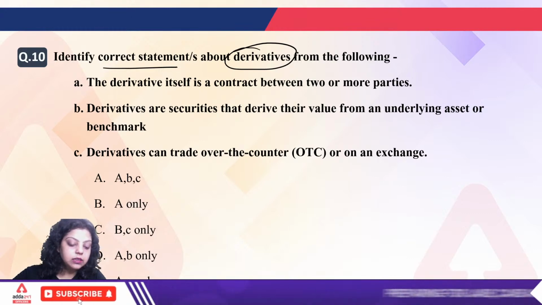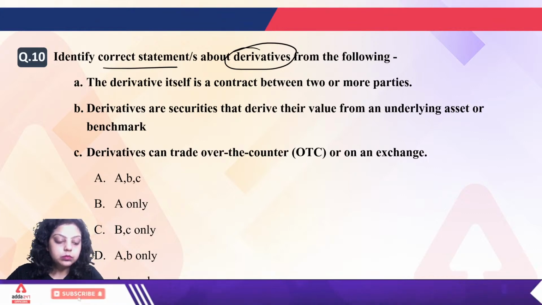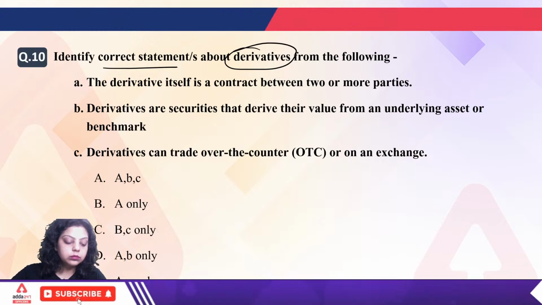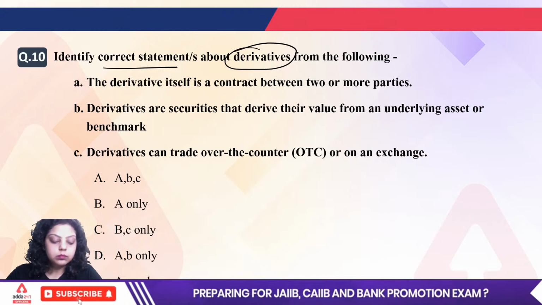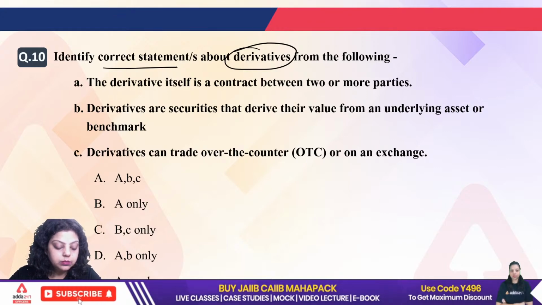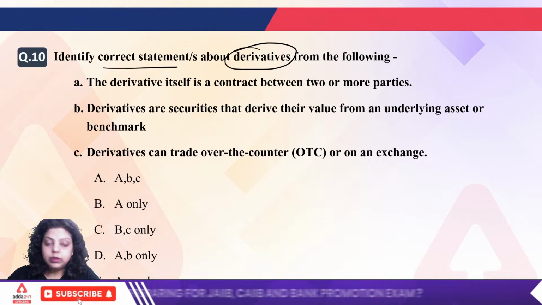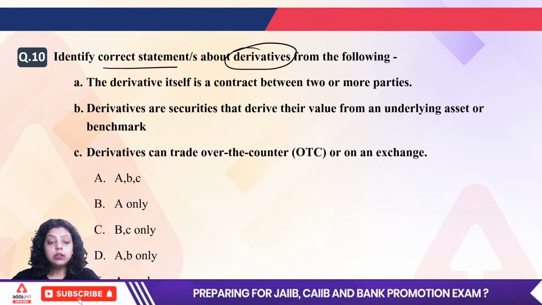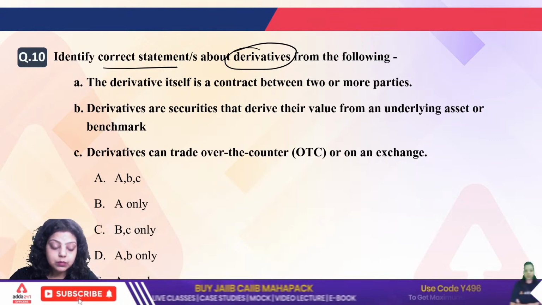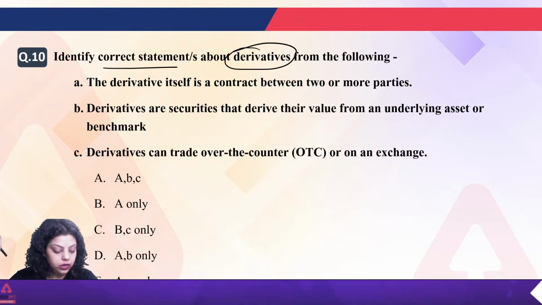What will be the right answer for the 10th question? Gitanjali is saying A. Okay, what about the rest? A derivative is simply a product whose value is derived from two or more basic variables, and those variables are known as underlying assets. Okay.